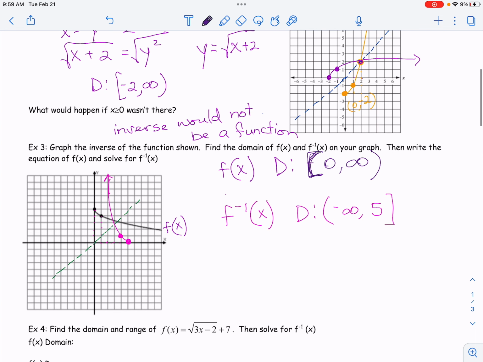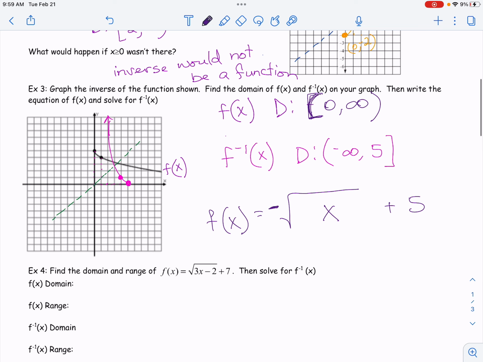Write the equation of f of x. So if we wrote this original equation, my original equation is a square root curve that has been reflected over the x. So this would be negative x, and it's been moved up 5. That's your original. Then you can solve it by switching your x and your y.